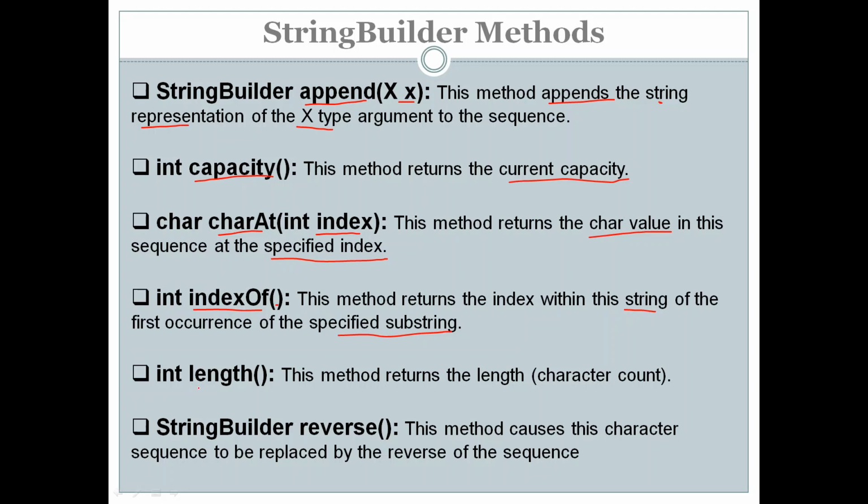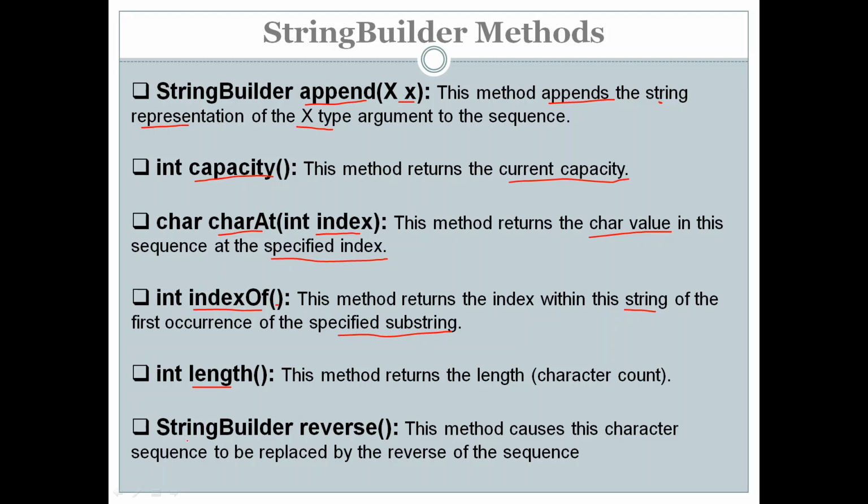Then we have a function that is length. This returns the current character count in the string, that is the length of a string. So we have length and capacity. Capacity is the total capacity of the string, and length simply tells us how many characters right now we have in the string builder.